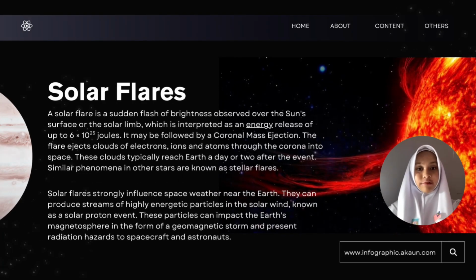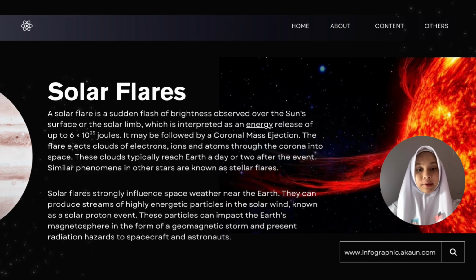Next is the solar flares. A solar flare is a sudden flash of brightness observed over the sun's surface or the solar limb, which is interpreted as an energy release of up to 6 times 10^25 joules. It may be followed by a coronal mass ejection. The flare ejects clouds of electrons, ions, and atoms through the corona into space.